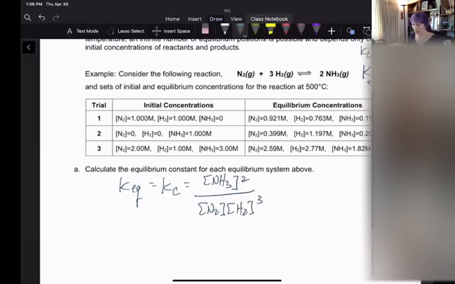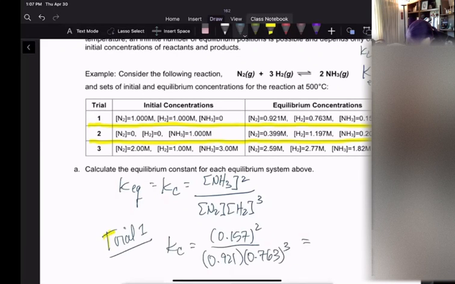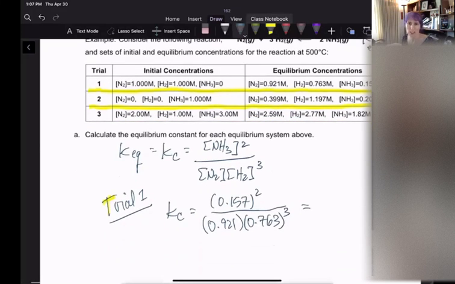And then we're going to check this out for each trial. Trial 1, trial 2, and trial 3. So we're going to get 3 different equilibrium constants and compare them. This is pretty detail oriented. It's easy to forget your exponents. It's also handy if you have the squared button on your calculator to use that rather than a bunch of parentheses and writing down intermediate values.